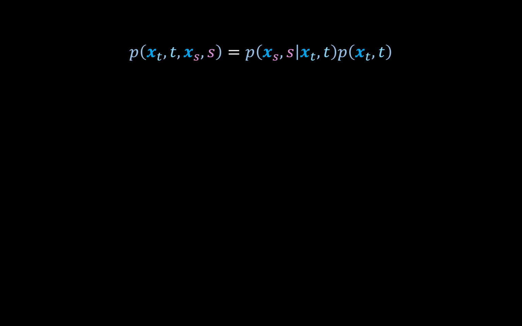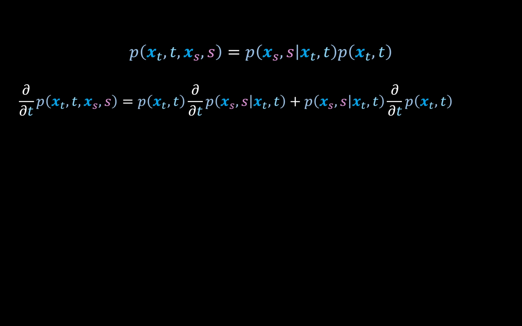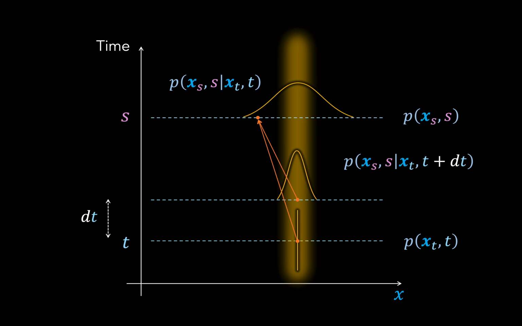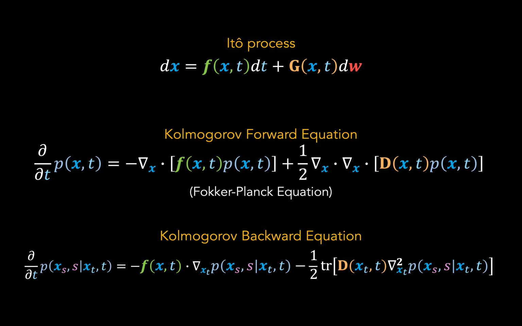To find this, we can just apply the chain rule, differentiating with respect to t this time. Now we can see that this marginal derivative follows the forward equation. However, our conditional derivative does not, because now we're differentiating with respect to the earlier time point. So now we're nudging t forwards in time, so our Kolmogorov forward equation does not apply. But as it turns out, we do have a special equation for just this scenario, and that's our third element, which is the Kolmogorov backward equation.